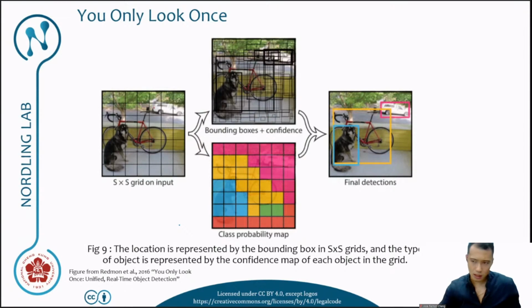So how does YOLO actually do this? YOLO will start by separating the image into an S times S grid. Typically, it is a 7 times 7 grid. And then each grid cell is responsible for predicting a bounding box which contains the center of an object.